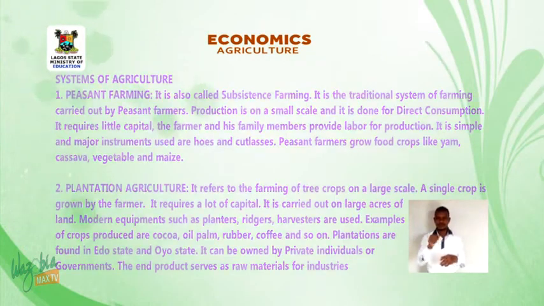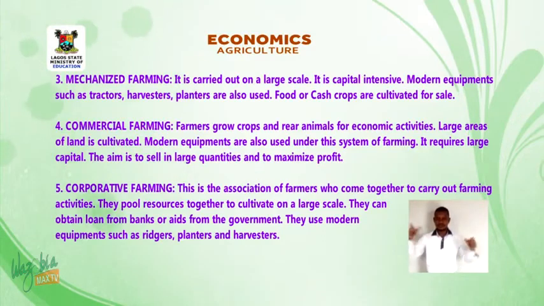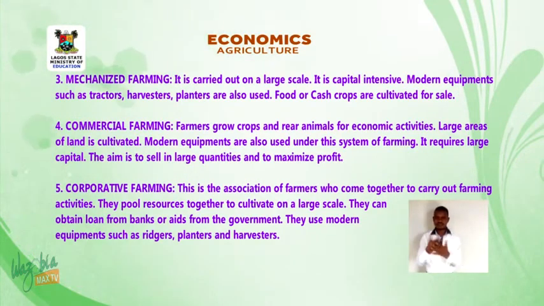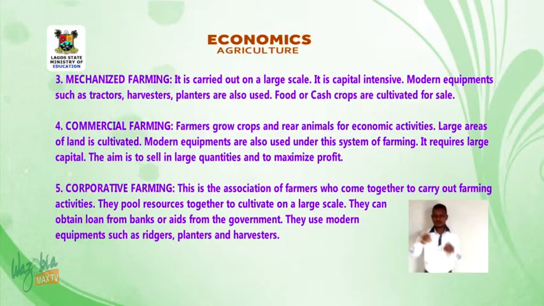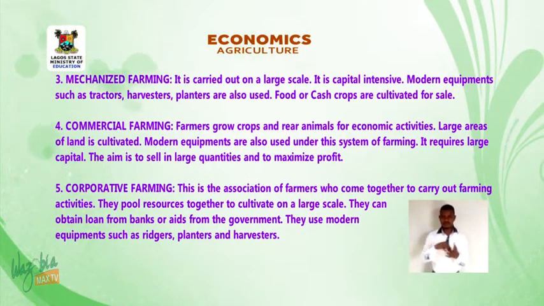Number 3, mechanized farming. It is carried out on a large scale. It is capital intensive. Modern equipment such as tractors, harvesters, planters are also used. Food or cash crops are cultivated for sale.